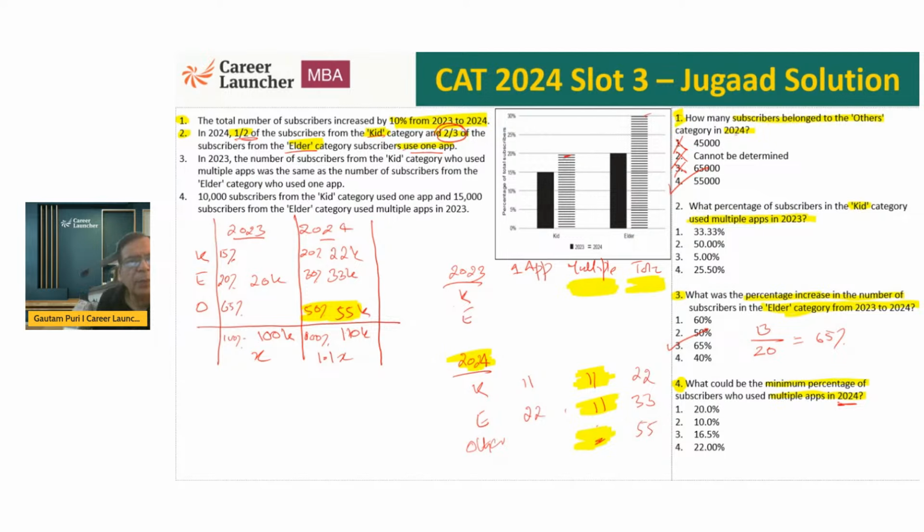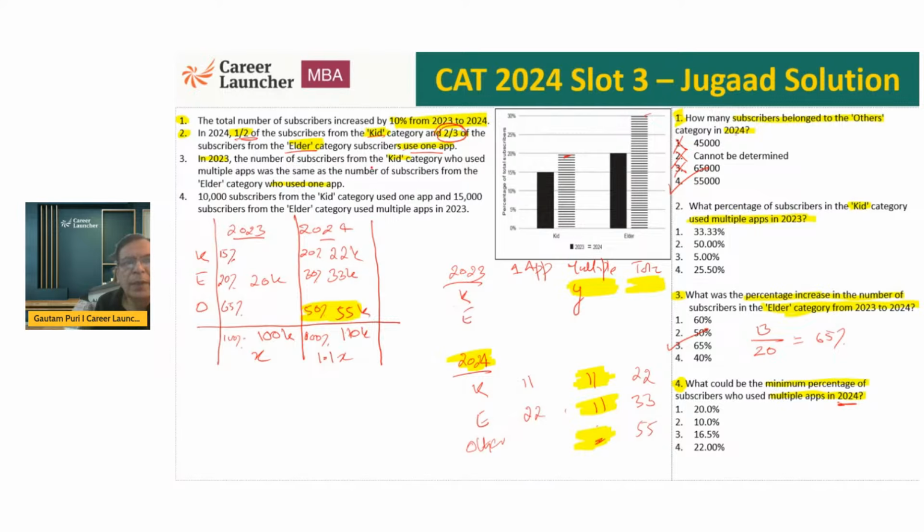Let's go further. Statement 3. In 23, the number of subscribers from kid category who use multiple apps was the same as the number of subscribers from elder category who use one app. Okay, no problem, let me write it down. If this is X, which we took earlier, let me take this as Y and this is Y. This is what it says. The number of subscribers from kid category who use multiple apps.